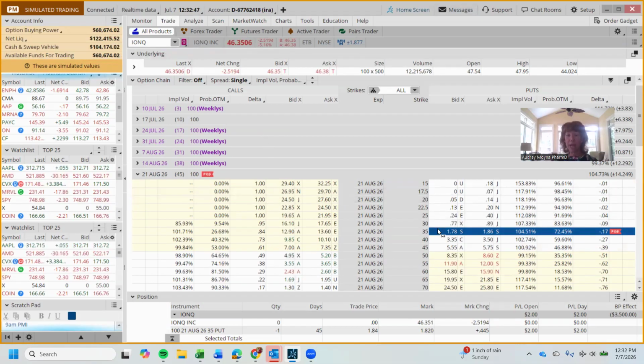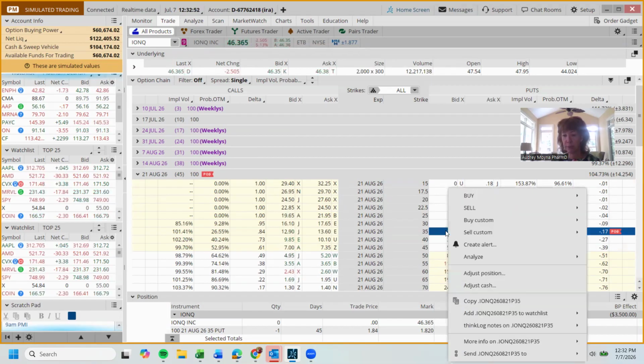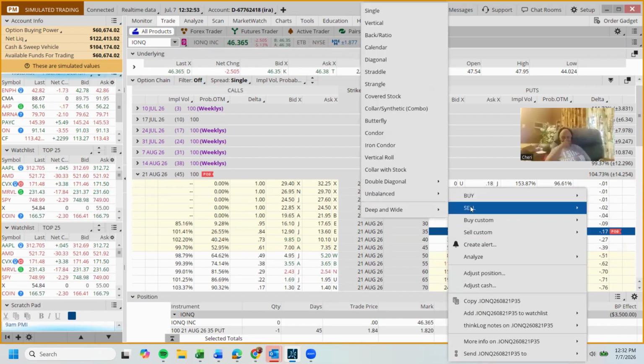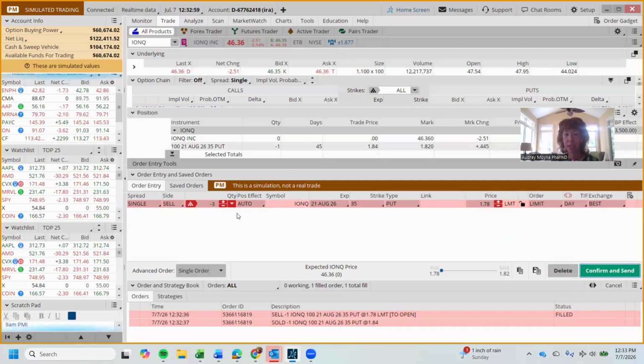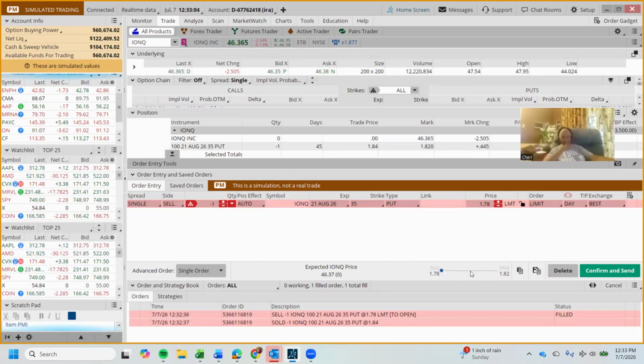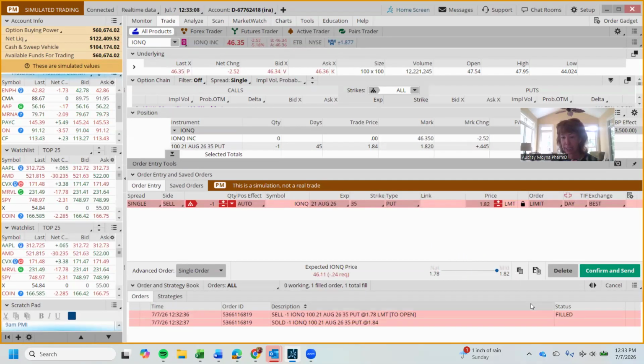And oh, I forgot. Okay, I screwed up. There's one step. Sell a single. And then I make this one. And then you're supposed to slide this over as high as it'll go. This is the mid price. And that'll get you more money. And then you hit confirm and send.